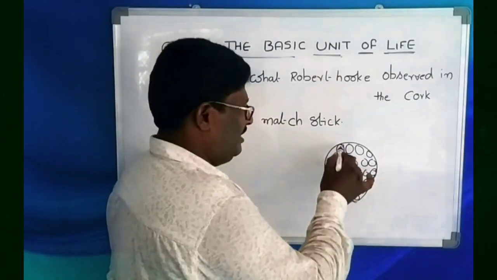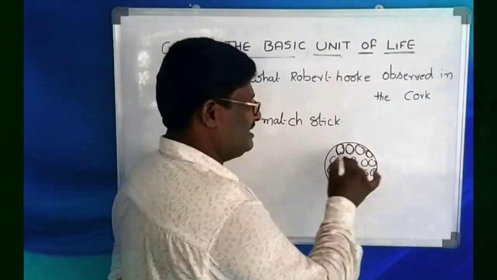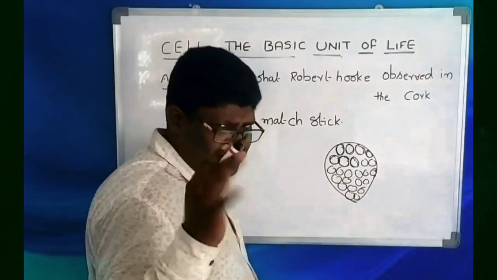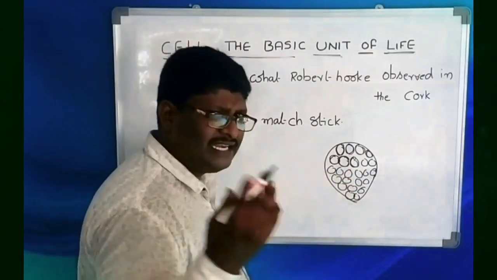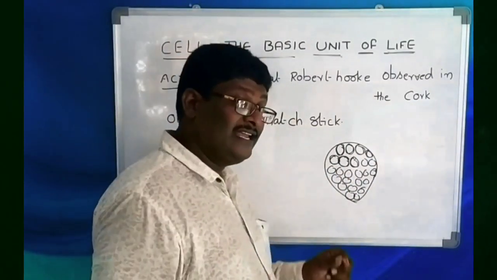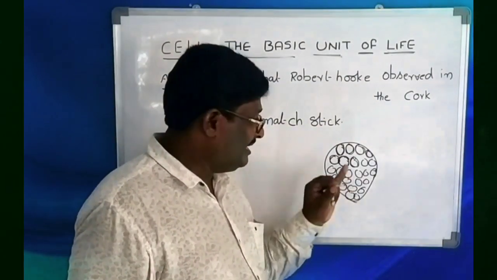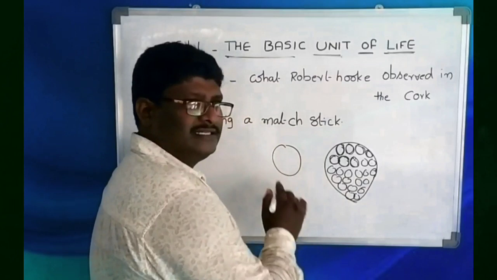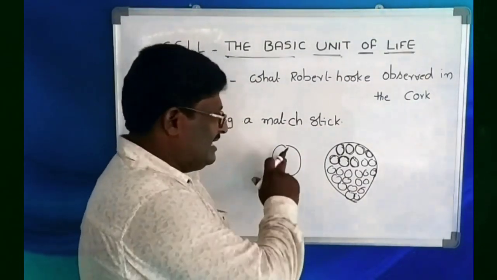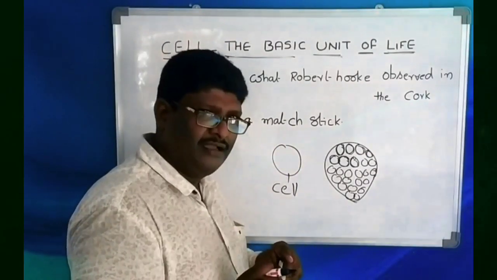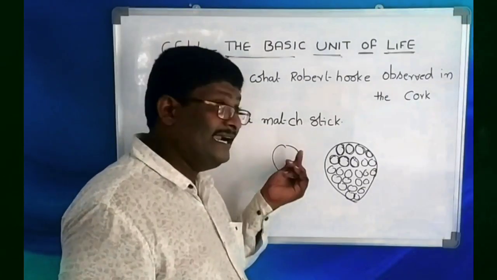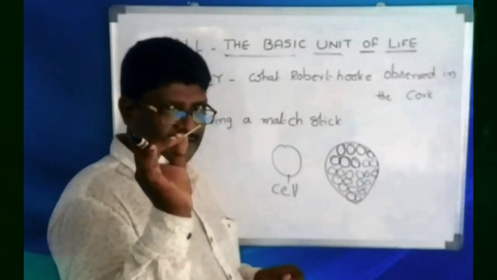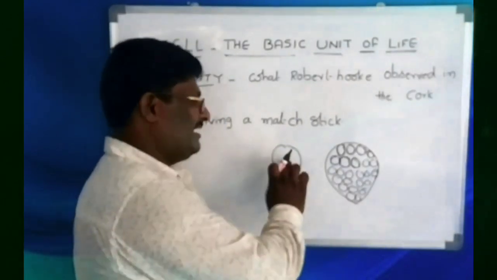It looks like a honeycomb. In the honeycomb, there are some small chambers or cavities. Inside each chamber, nothing is there. If you observe, inside each cell, nothing is there. Why is it empty? Do you know? It is a dead cell. Each cavity, what do we call it? Cell. Inside the cell, nothing means empty. Why is it empty? Because it is a dead cell. Does it have life? No. Is it talking? No. So that's the reason. This is a dead cell.